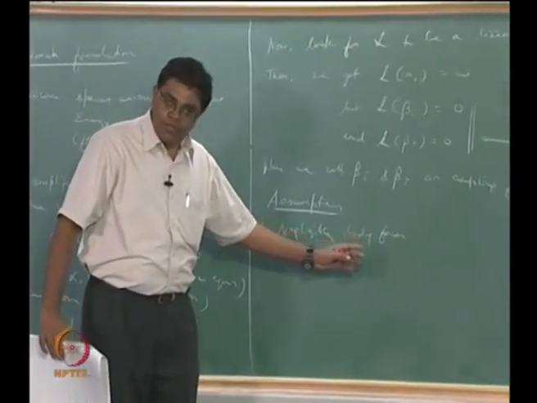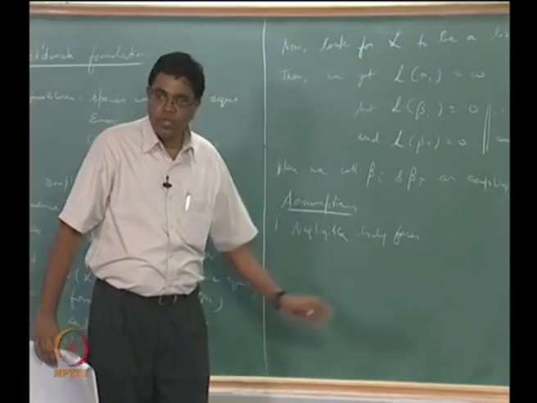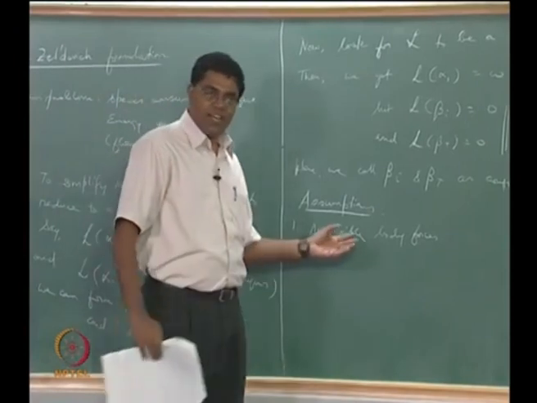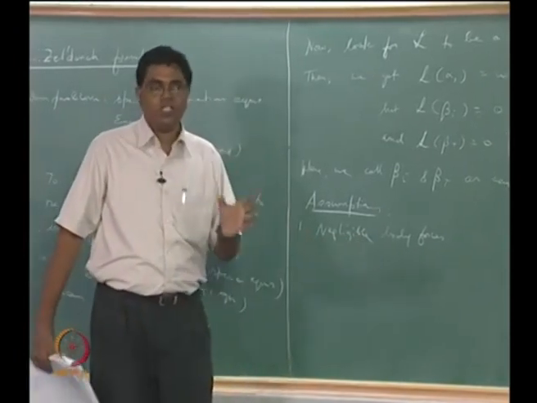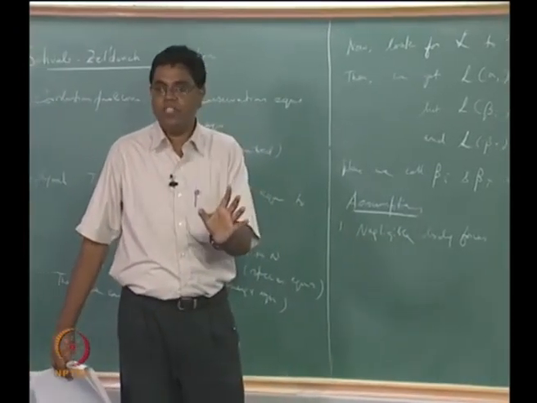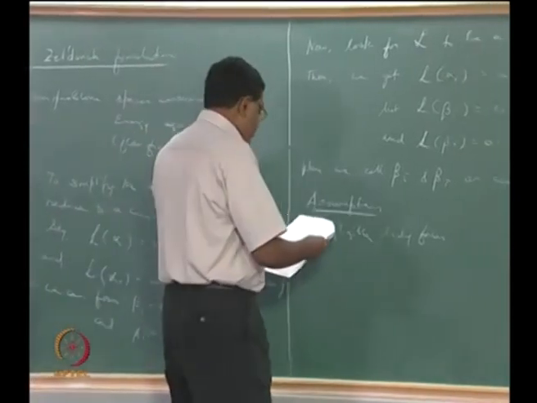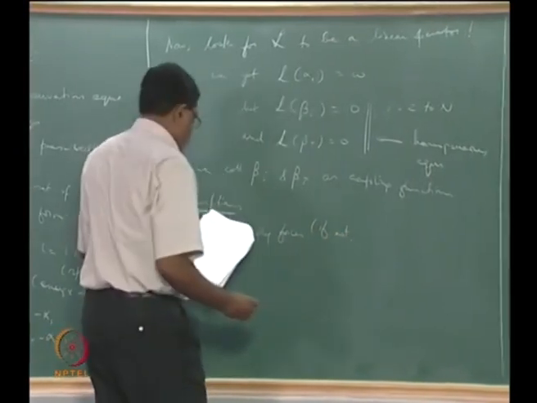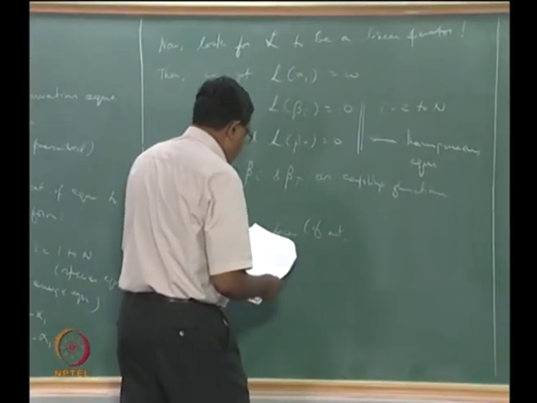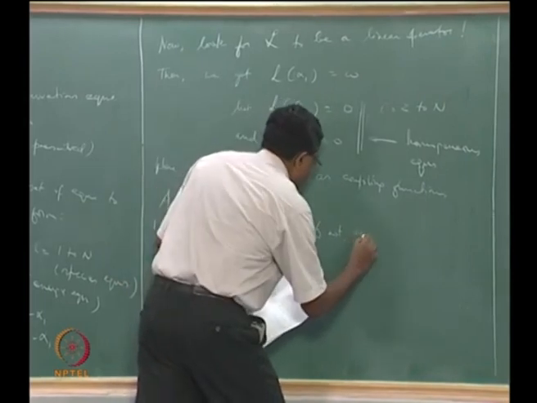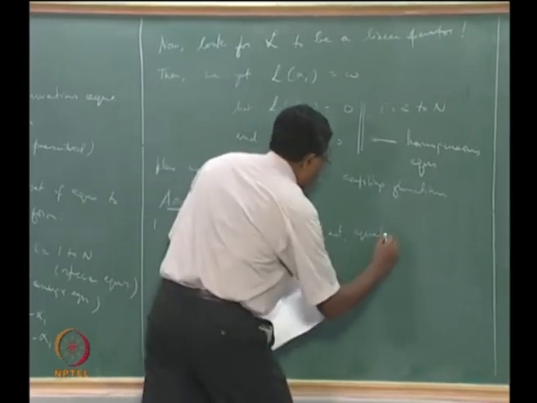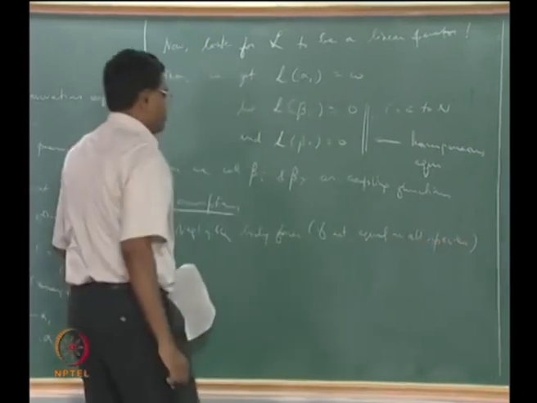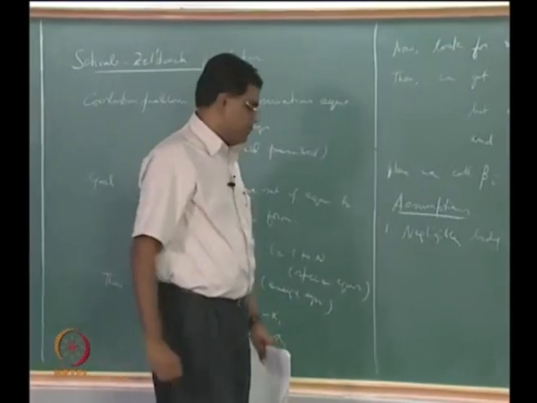Now if you went back and looked at that particular term, you had an Fi vector minus Fj vector. So you don't necessarily have to neglect body forces altogether. It was sufficient if the body forces were the same on all the species, right? Equal on all species. That's the assumption that we're trying to make.